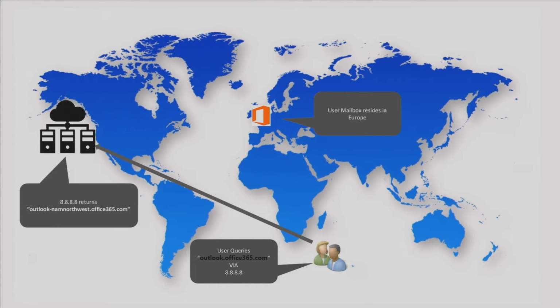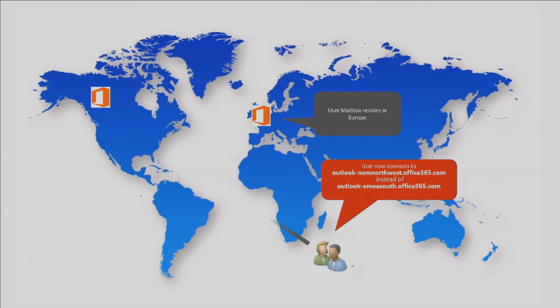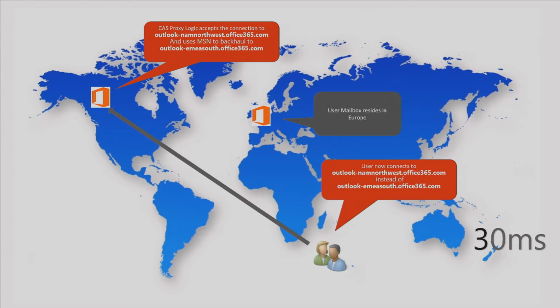So we go to Google, and Google says, I know where you are. You're in the Pacific Northwest. Even though I'm floating in the Indian Ocean, you're in the Pacific Northwest. So I'm going to return the data center that I think is closest to you, which is in the Pacific Northwest. So what do you think is going to happen? Well, we're going to connect to the Pacific Northwest, even though my mailbox is in Europe.